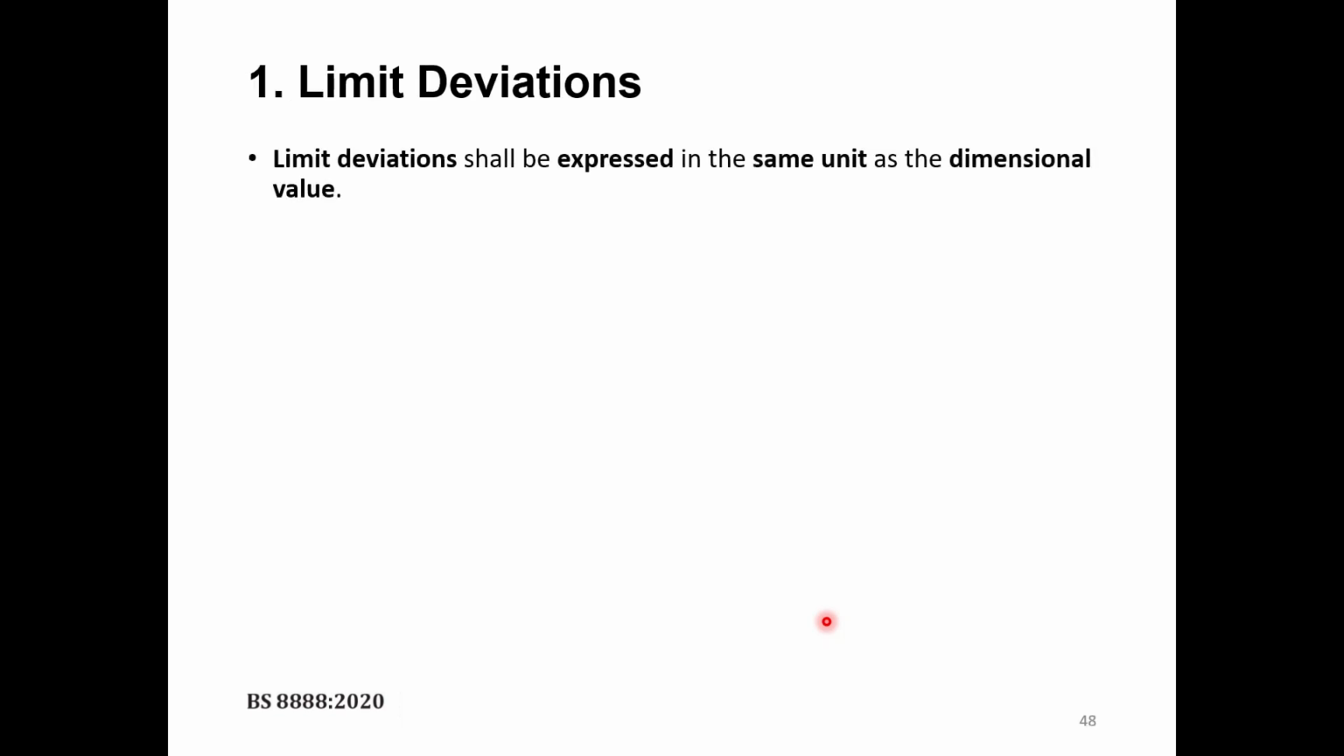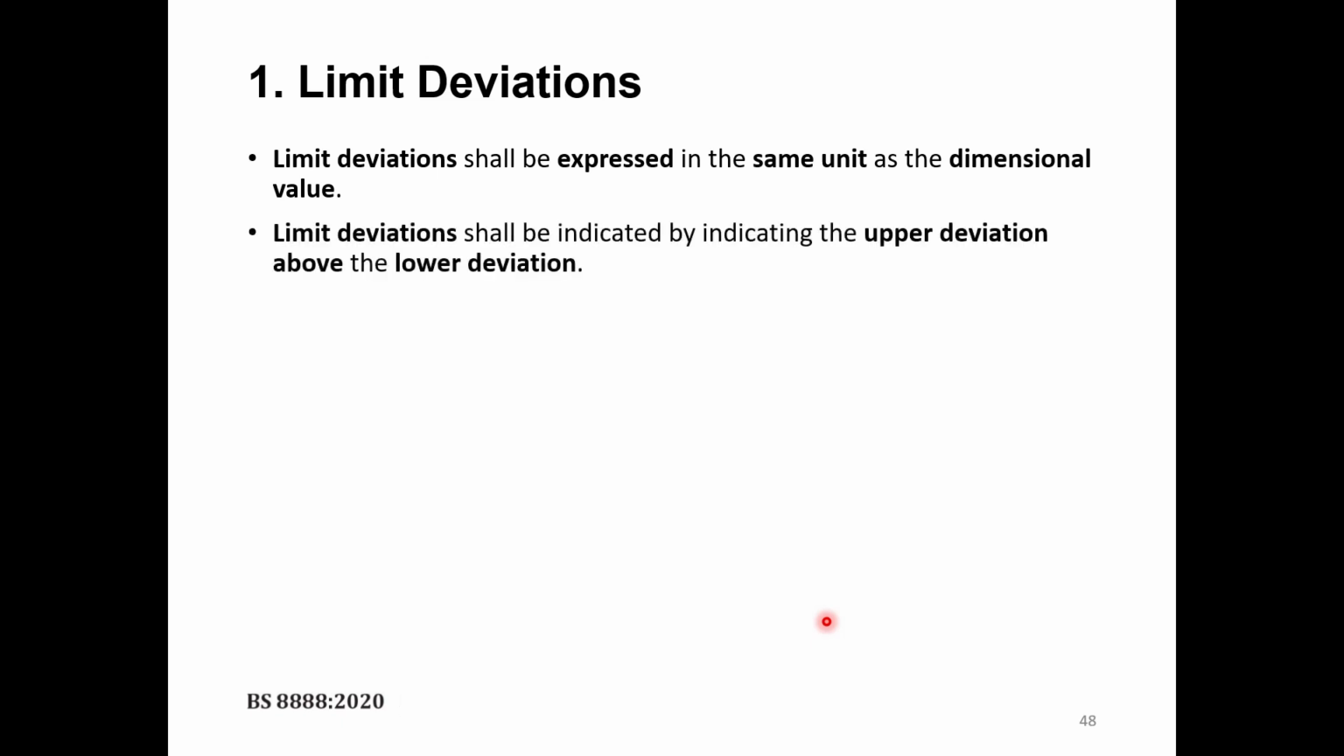So the limit deviations, for example, are expressed in the same units as the main dimensional value, and then you put the upper deviation above the lower deviation, something similar to this. So the basic size is 30, and here you have the upper deviation, which is +1. +1 means that it's on the left-hand side of this zero line, if you remember. -2 means that it's on the right-hand side of this zero line.